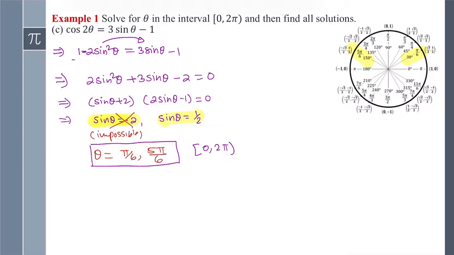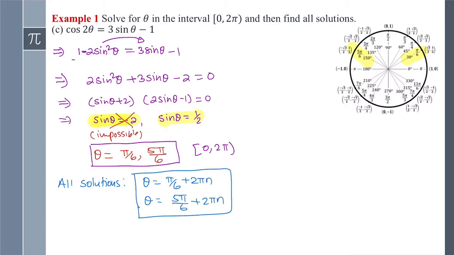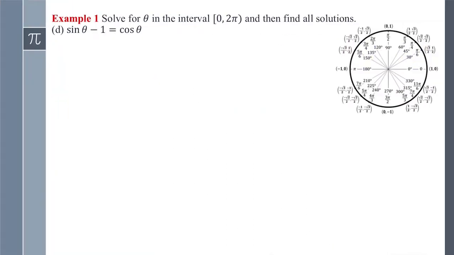Now we'll write all solutions. So all solutions can be written as theta equals pi over 6 plus 2 pi n, and theta equals 5 pi over 6 plus 2 pi n, where n is an integer. Let's look at another example here.